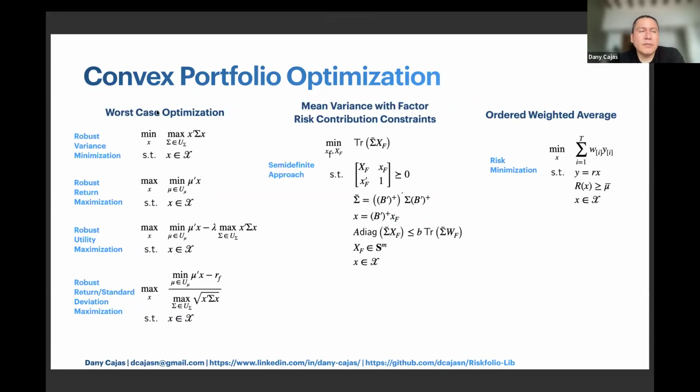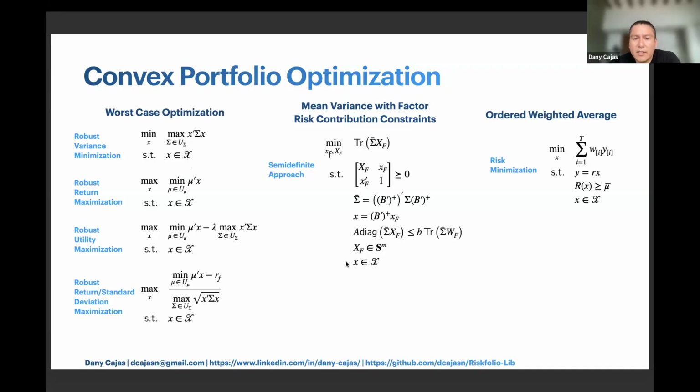Also, we have the worst case optimization. In this case, these kinds of models in Riskfolio-Lib allow us to estimate the optimal portfolio, assuming that the parameters take the worst values. In Riskfolio-Lib, I only include the models that use the variance and the vector of expected returns. So we assume that this vector of expected returns and covariance matrix belong to some uncertainty sets, and then we optimize assuming that they take the worst case in these uncertainty sets.